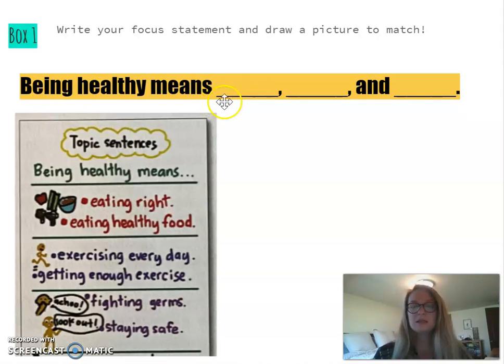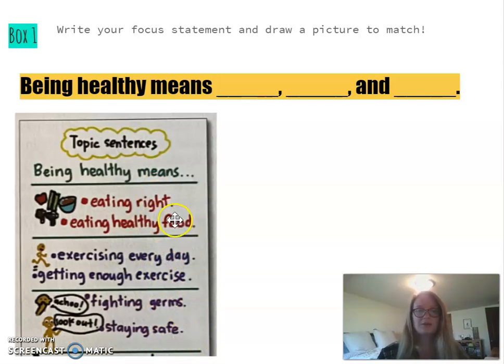When we list, we put commas and use the joining word and before the last item in the series. If we look here, our 3 big areas of being healthy have to do with eating, exercising, and then fighting germs or staying safe. You can choose 1 item from each section. We're not going to use all 6. You also can put them in any order.